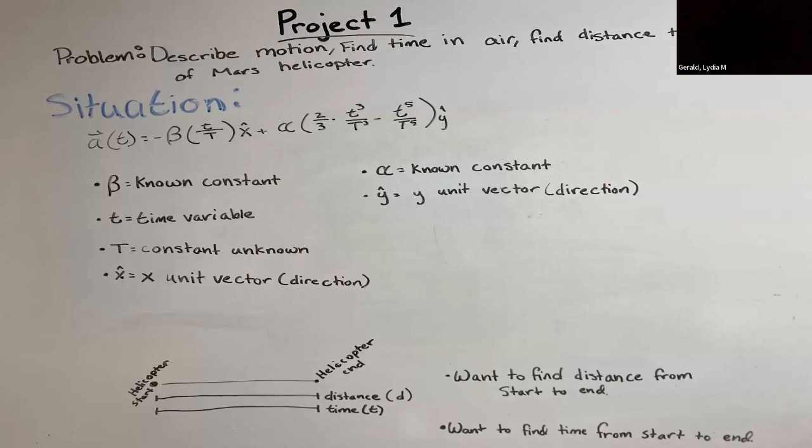Solving for these variables tells you that time is 2 capital T, 2 because the helicopter begins at negative capital T, which is the square root of 3/2 the horizontal distance over beta. The vertical distance is alpha over 35 beta times the horizontal distance. And distance in the horizontal direction is 2/3 beta capital T squared.